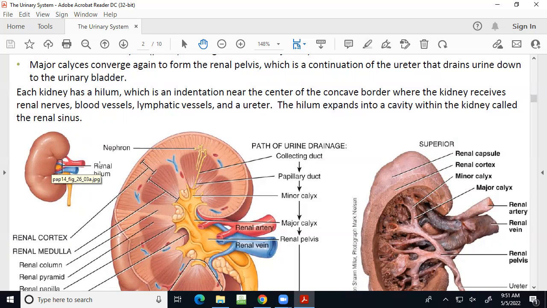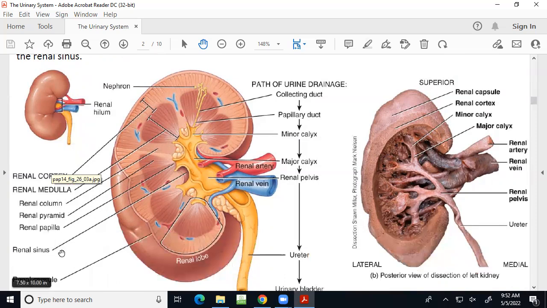It's essentially the same thing as what we've seen several times here lately. Remember, our lungs have a hilum. So do things like your lymph nodes, your spleen has a hilum. Okay, just an indented part of an organ. And this hilum expands into a cavity within the kidney called the renal sinus, which is labeled right here in our picture.